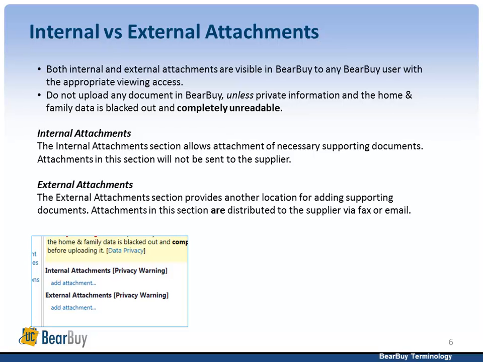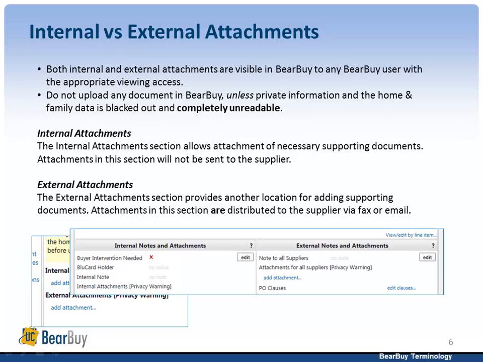So if you're attaching documents on a form, you'll see the internal and external sections on the form. Not all forms break out attachments as internal and external attachments. Internal and external attachments are also listed separately when you look at the requisition detail. So at the requisition level, you can still attach documents as either internal or external. The same rules apply in the sense that all external attachments will be sent to the supplier.